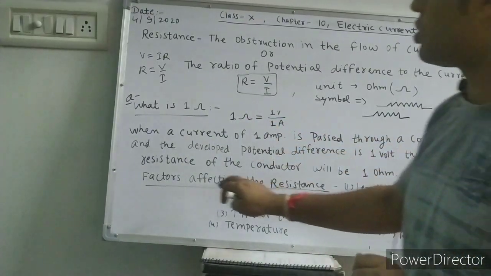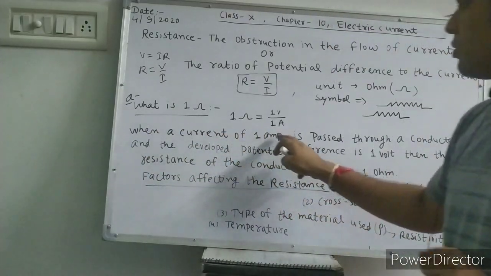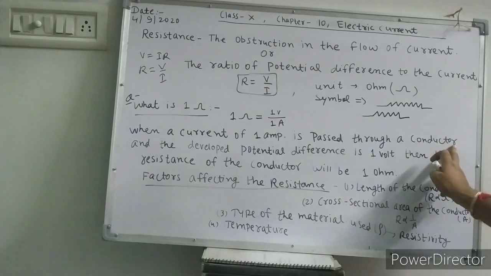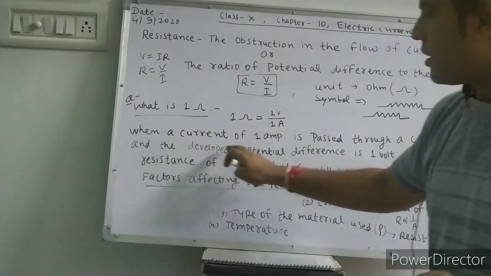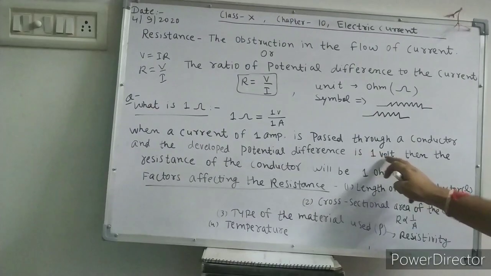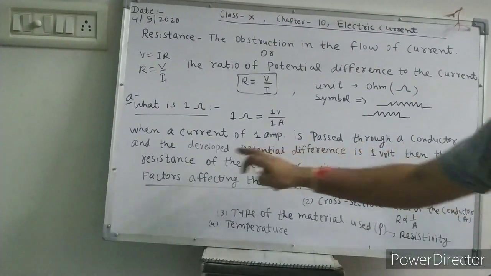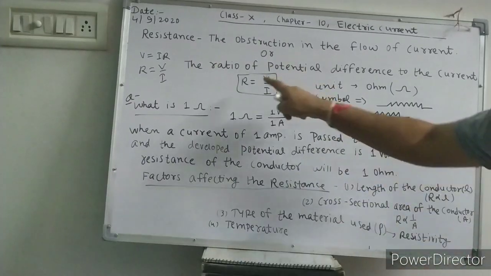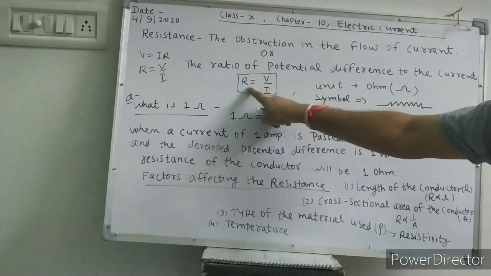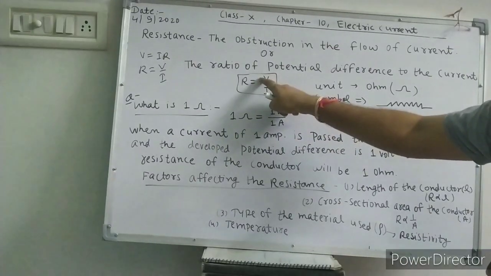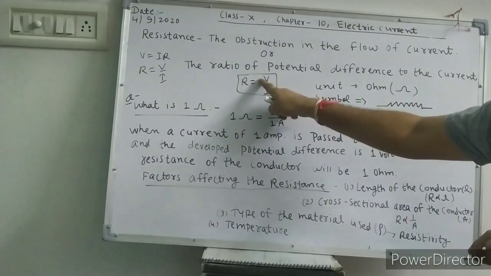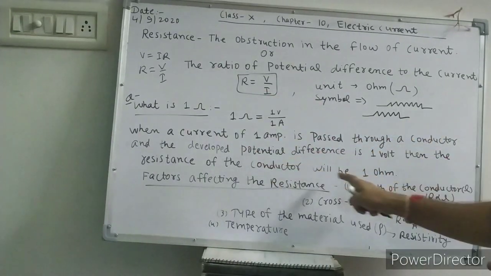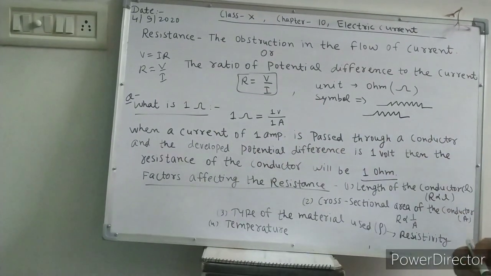So the simple definition of 1 ohm is when a current of 1 ampere is passed through a conductor or wire and the developed potential difference is 1 volt, then the resistance of the conductor will be 1 ohm. So for 1 ohm you need 1 volt potential difference and 1 ampere current.